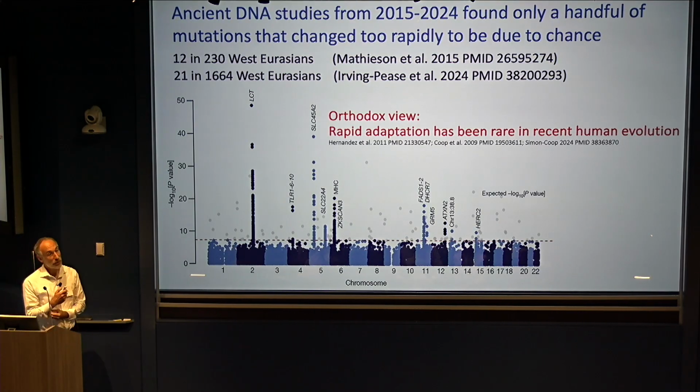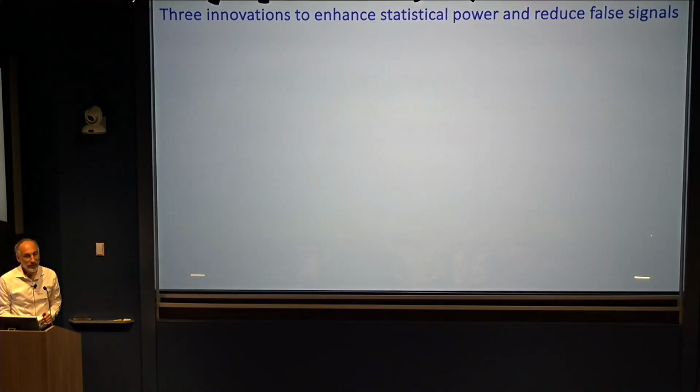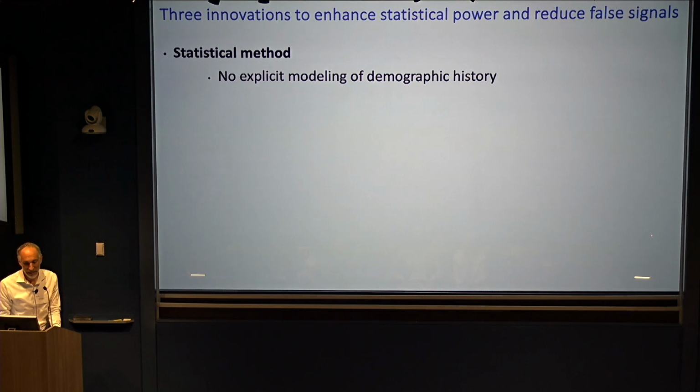And there's been really an orthodox view in population genetics, which is that rapid adaptation has been rare in the last couple of 100,000 years. There are no strong selective sweeps, and we're actually not changing very much under the pressure of natural selection. So what we've done is we've deployed a few methodologies to increase power and reduce false signals. One of them is we're not explicitly modeling the demographic history. We're letting the data just teach us the correlation structure of the data.